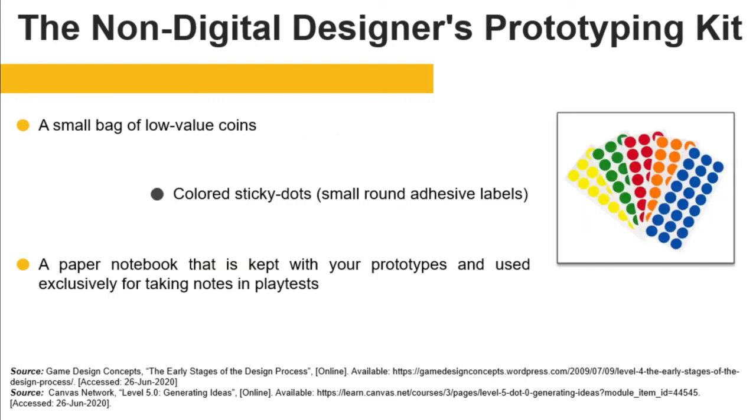A small bag of low-value coins. Coins make good markers. They can be flipped for a random variable. They have two sides, so they can represent either of two states, such as which of two players currently controls them, and they can be stacked more easily than dice or glass beads. Colored sticky notes, just like in the given image. Small round adhesive labels. You can put them on stones, dice, or pennies to mark them, differentiate them, or customize them. You can write on the dice to provide additional information if needed.